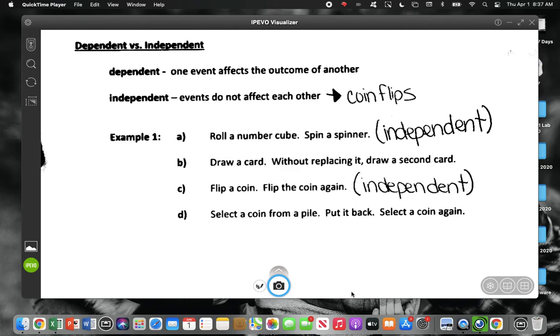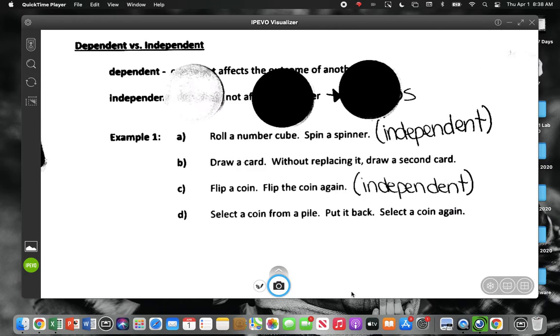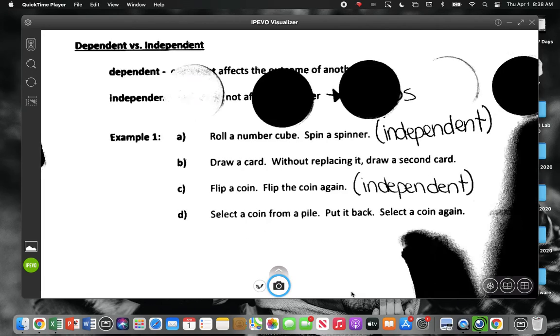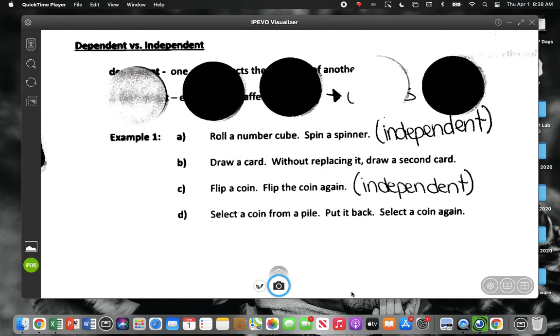Now let's take a look at that second example. It says draw a card, and without replacing it, draw a second card. All right, so this is what I was talking about with the stack of 10. Oh, I just wish I had small cards, but I don't. All right, instead of cards, we can do this. These are just small. So pretend like these are cards.